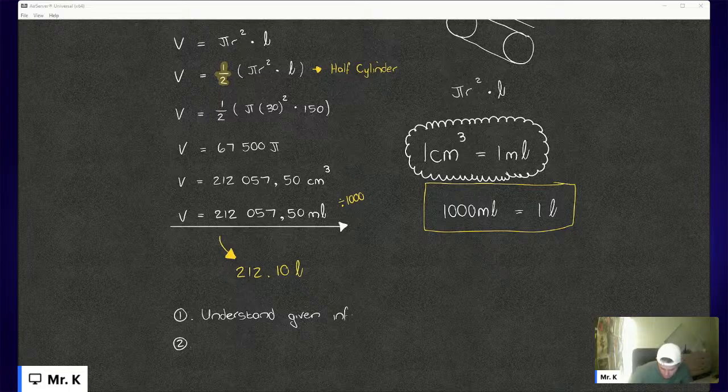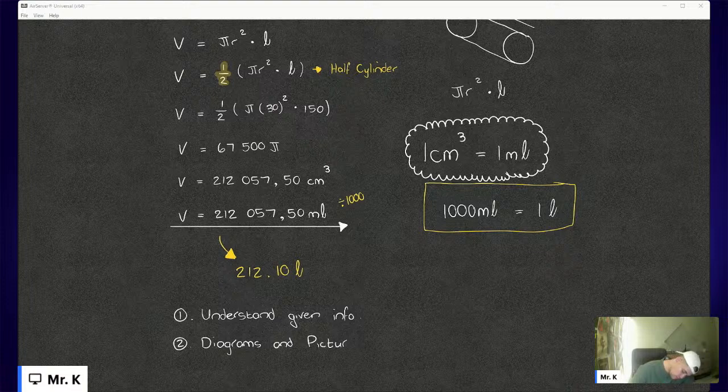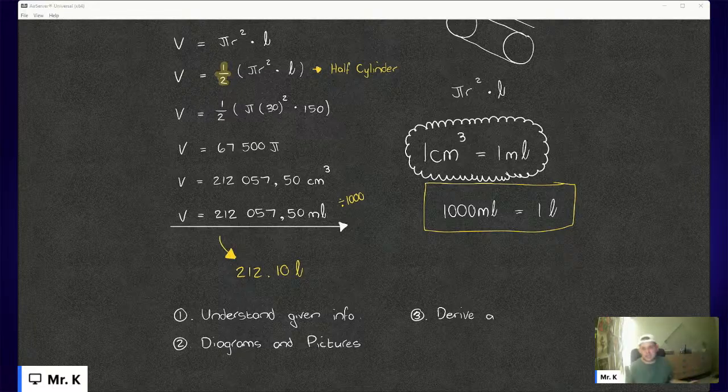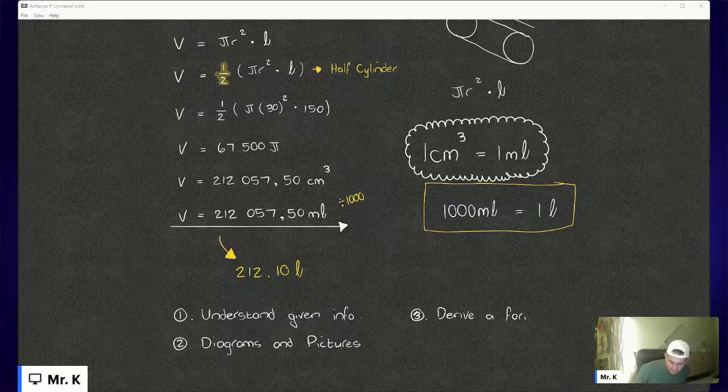Number two, maybe we want to use diagrams and pictures to help us visualize what's going on. When you are sitting in a test scenario and you're very stressed, it's very easy for your brain to make silly mistakes. Step number three in these sorts of questions, you need to slowly but surely begin by deriving a formula for yourself, right? You need to know exactly what it is that you want to calculate. And after this, guys, substitution and solving, the last step is very easy, right?